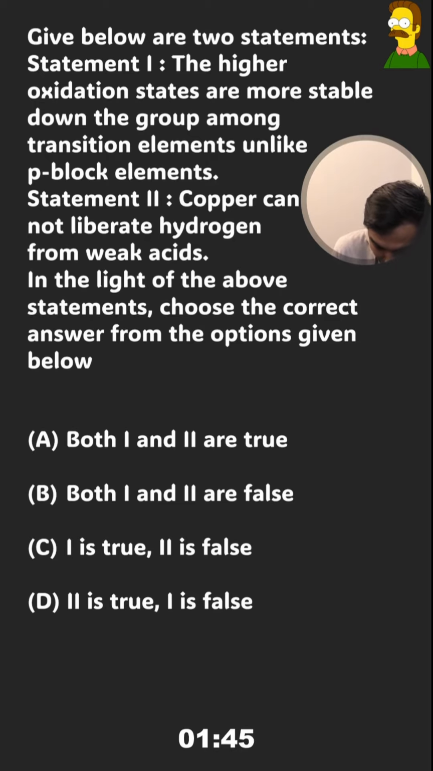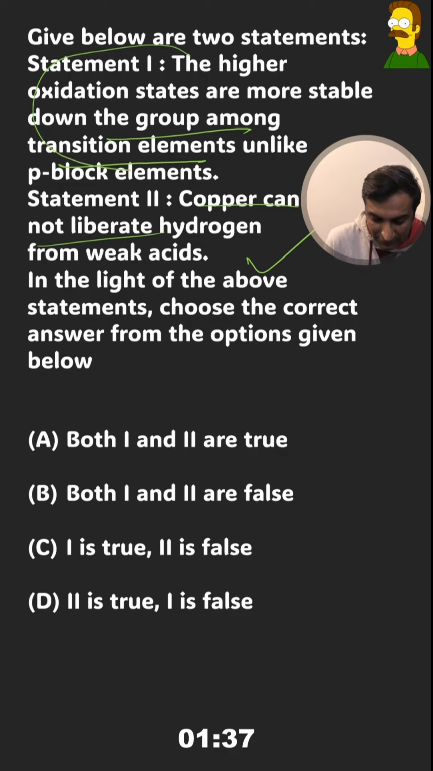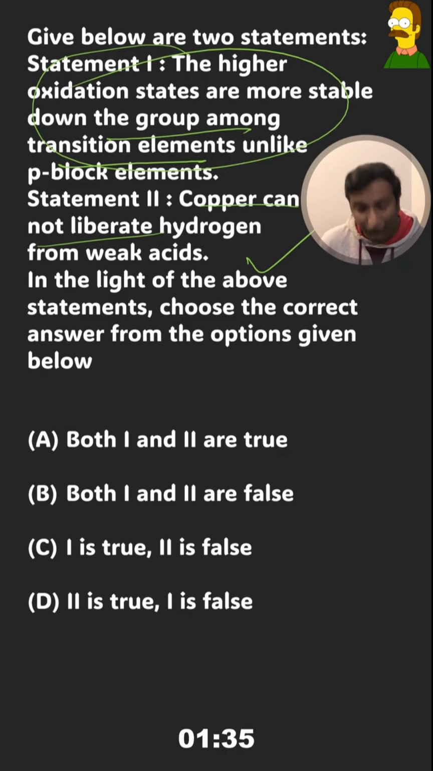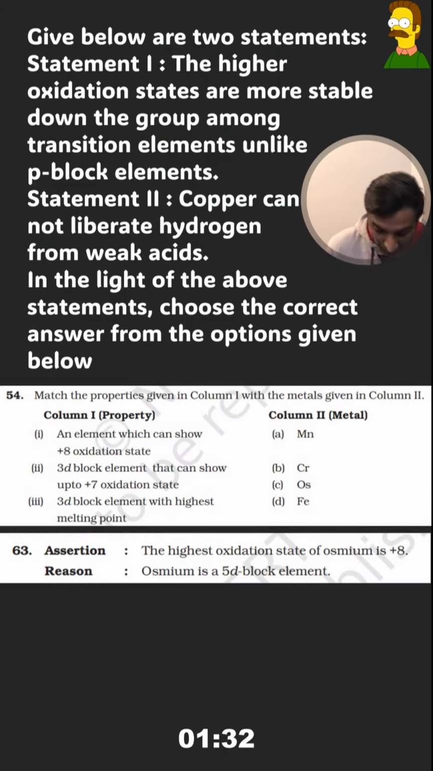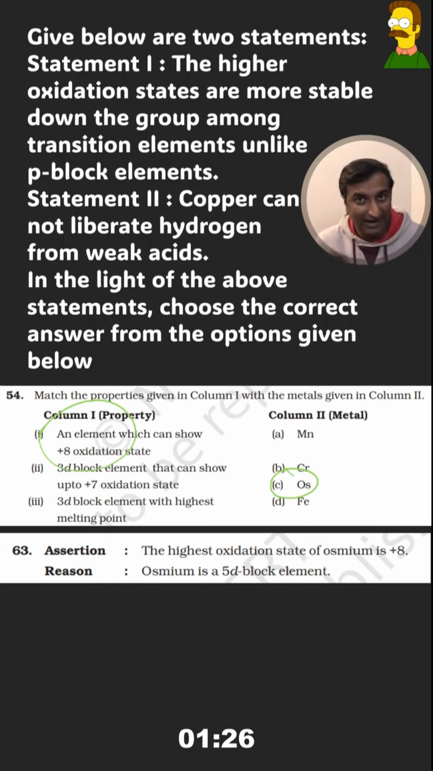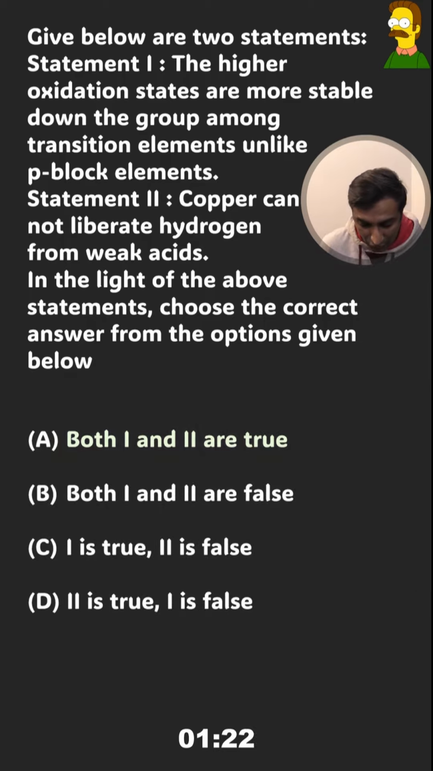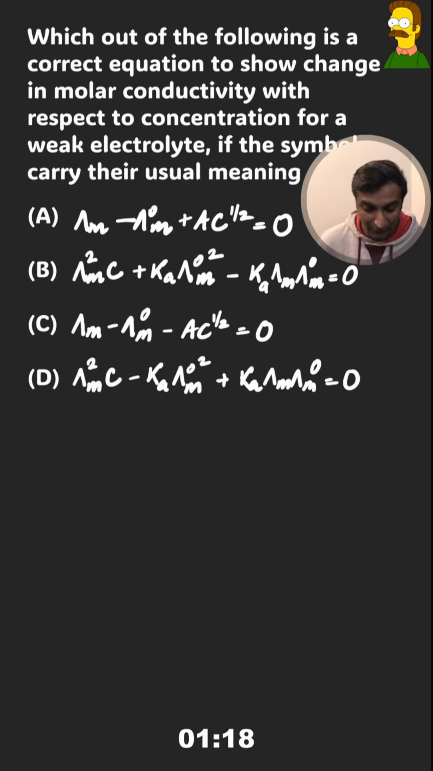Okay, 2 statements. High oxidation states are more stable down the group among transition elements, unlike p block elements. Interesting. Copper cannot liberate hydrogen from weak acid. This one's completely true. This first one, you either know it or you don't. How do you know it? If you've been solving exemplar questions. You've got 2 questions, 54 and 63 in exemplar, that tell you that osmium has a state of +8. Okay, definitely higher than anything in the earlier series. Hence, both of these statements are true. And you're like, hey, we're picking easy questions. That's the focus of test taking, doing easy questions quickly.